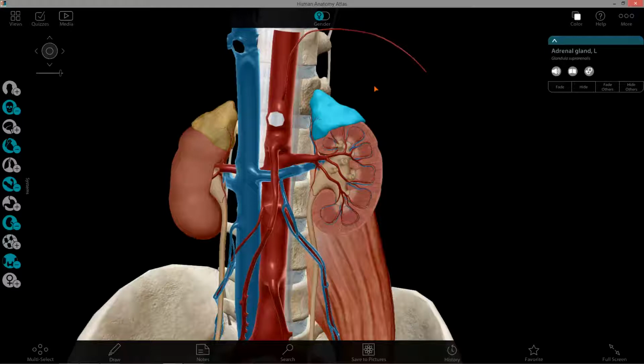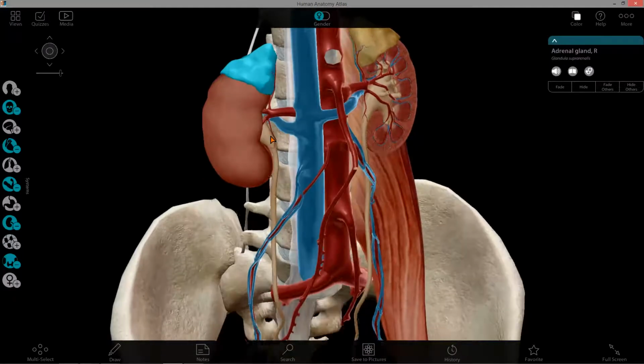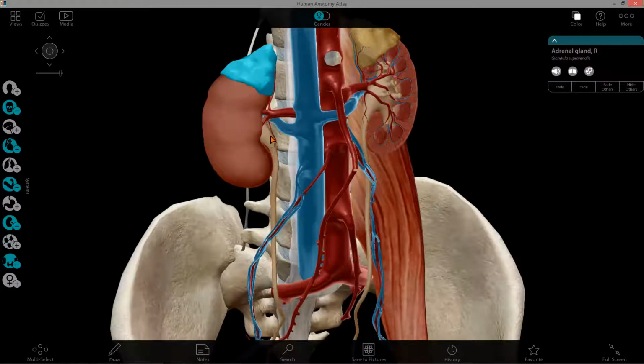its immediate anatomical relations include the stomach, spleen, pancreas, and left crest of the diaphragm, whereas the right adrenal gland is more triangular in shape and is largely in contact with the liver and inferior vena cava, as well as the right crest of the diaphragm.